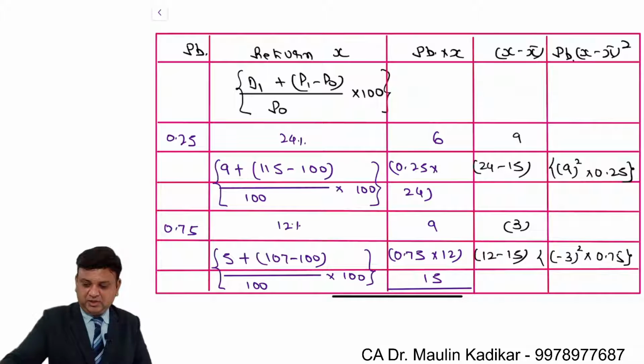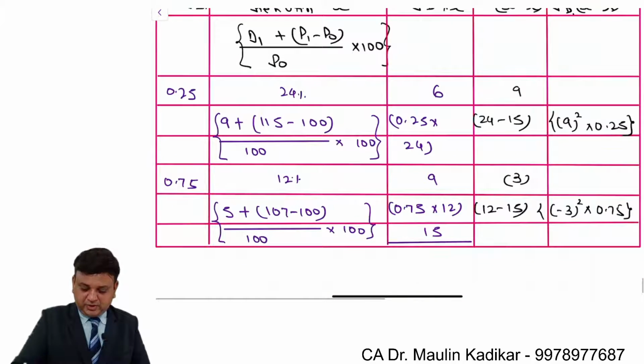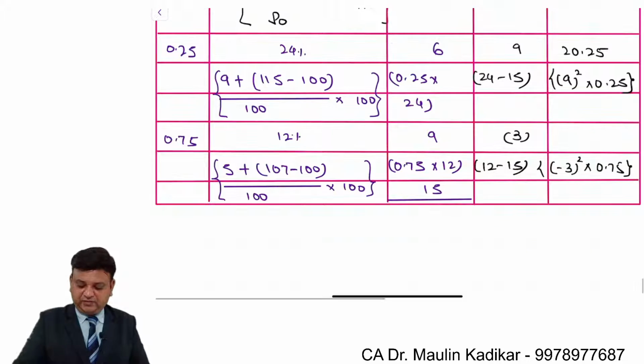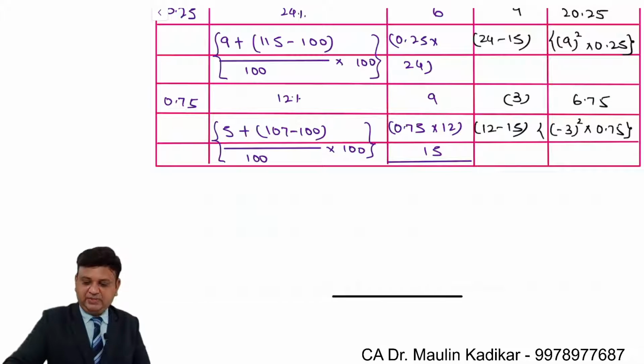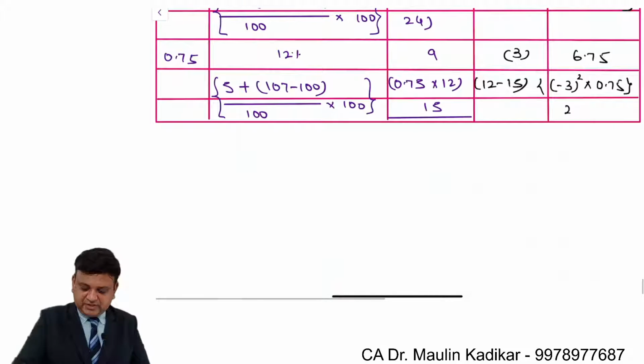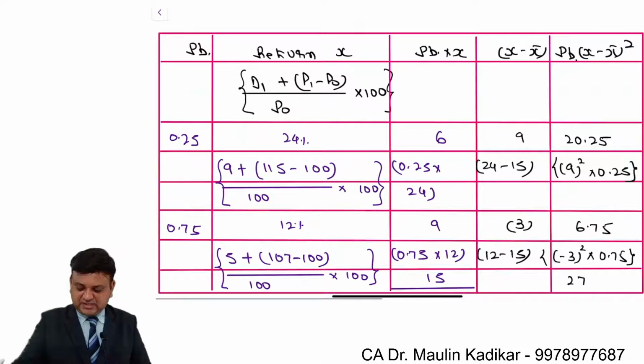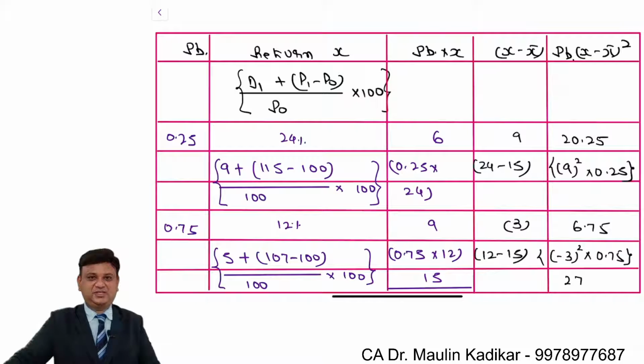So use your calculator. Square of 9 is 81 into 0.25, that comes to 20.25. Square of 3 is 9. 9 into 0.75 is 6.75. 6.75 plus 20.25, that comes to 27. Once we make the computation of the variance, under root of the same is standard deviation.